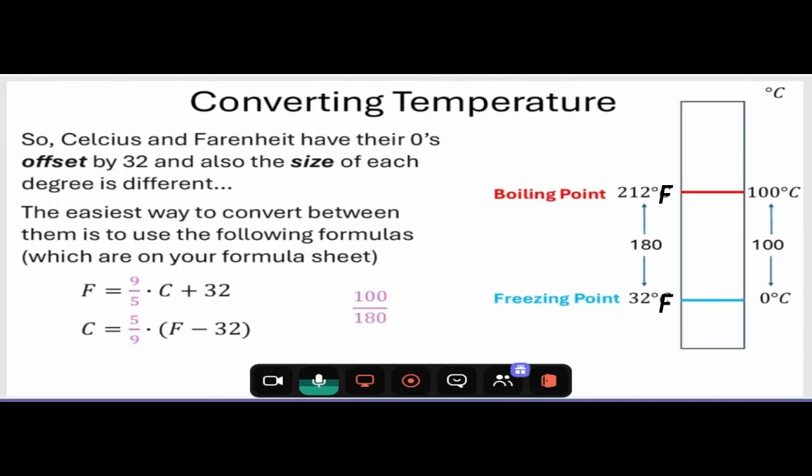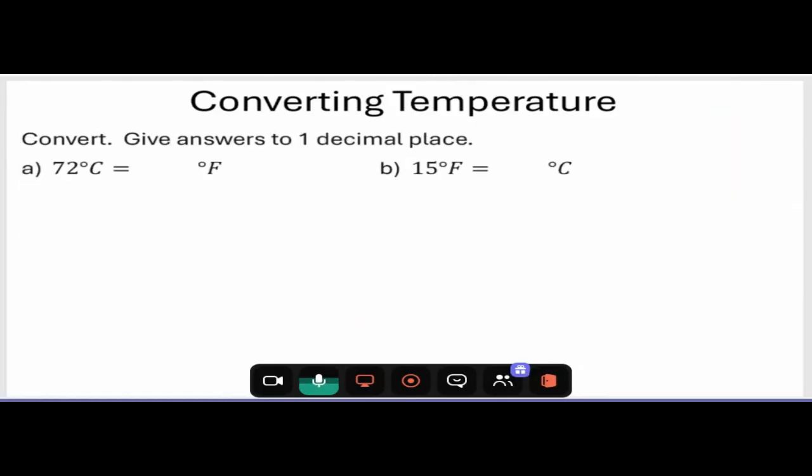Take that fraction 100 over 180. Reduce it by dividing top and bottom by 10. They're still both even. Divide top and bottom by 2. Look at that. There's that 5/9 in the one formula, or the flip of it, the 9/5 in the other formula. Now you can see in one case, order of operations, you have to multiply first, then add. In the other case, you have to subtract first, then multiply. That is strictly order of operations. You're going one way or back the other way, from Celsius to Fahrenheit or back from Fahrenheit to Celsius.